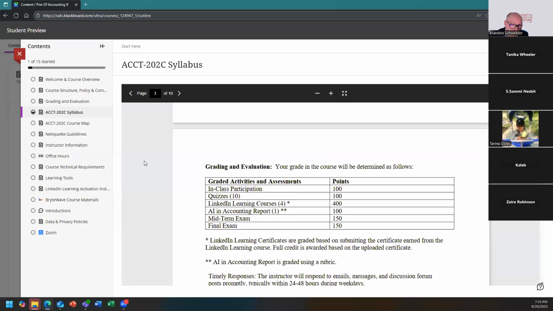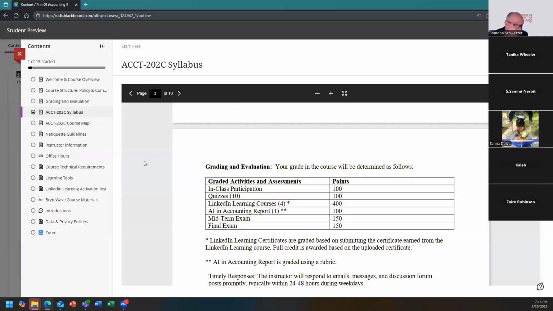There are 10 quizzes in this course. That's one quiz per chapter. So you'll notice that there's only 10 chapters for this part of the course. If you remember back in Principles of Accounting 1, there were 15. This time there's only 10. A little bit more streamlined than before.